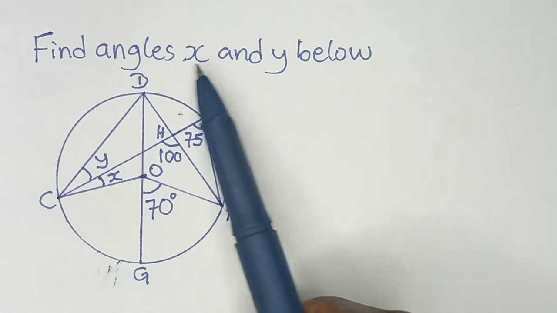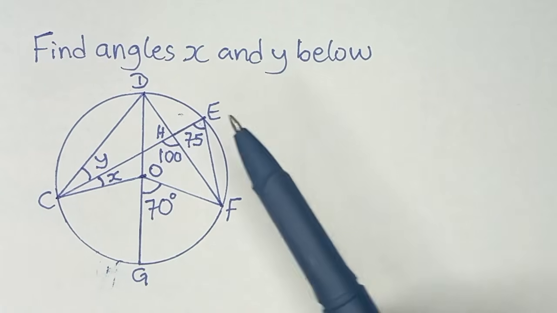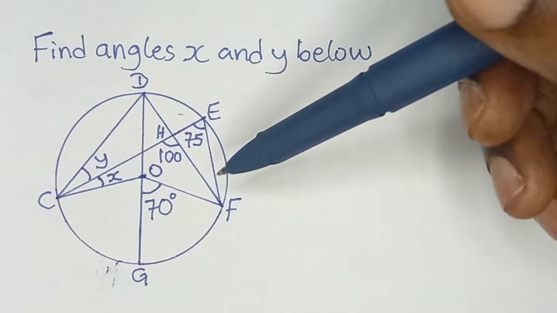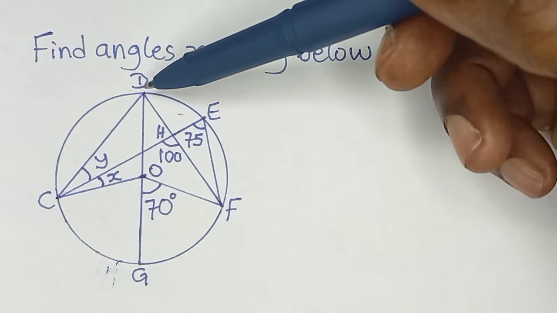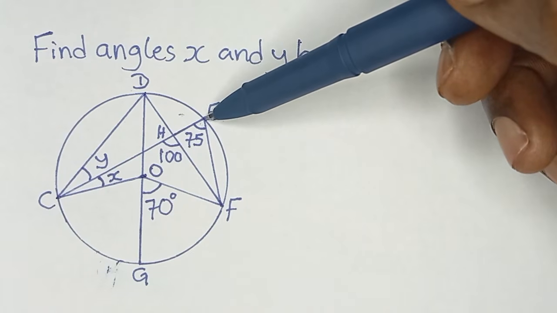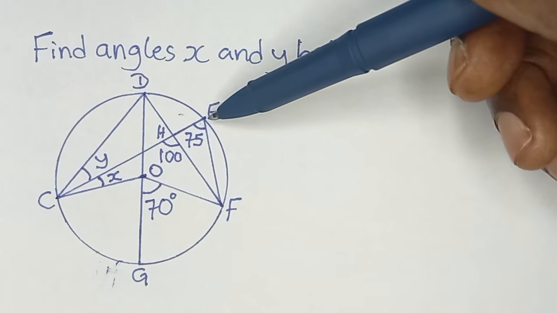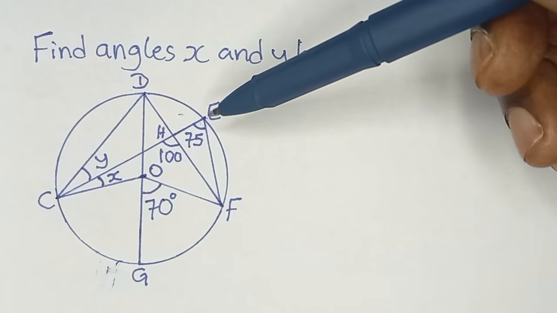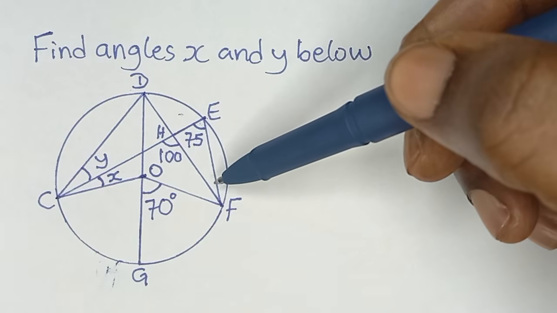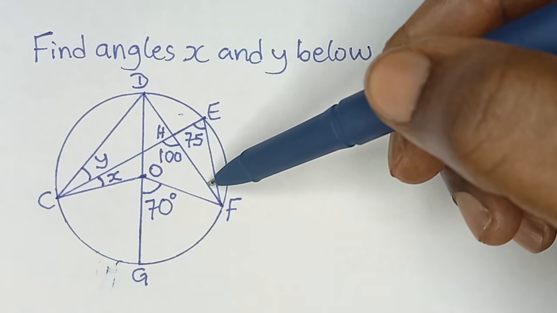Find angles X and Y below. Now, for us to find this angle, the first thing I'd like us to look at is these 2 points, D and E. Before these 2 points, let's try and see if we can get this angle. Yes, it is possible to get this angle.